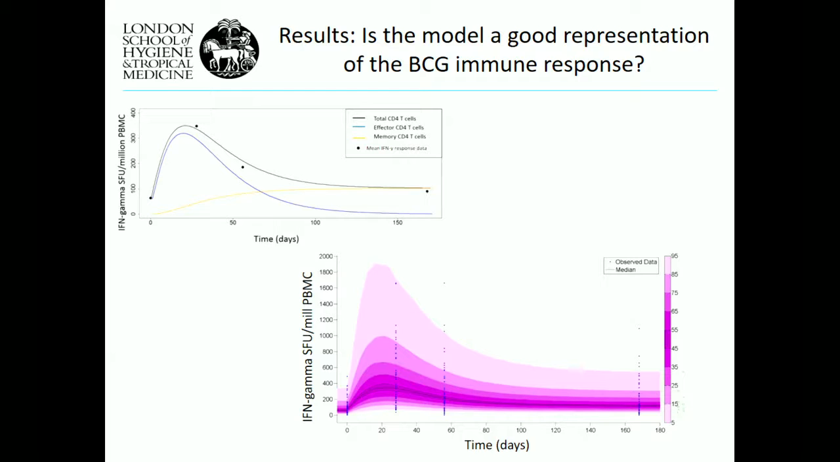If you look at the bottom figure, this is now the same model prediction, but taking into account the individuals in the population. The dark blue points represent all immune responses, and the pink bands represent the percentiles from 5 to 95% of model predictions. So as you can see, the model with the variation in parameters covers the data adequately.